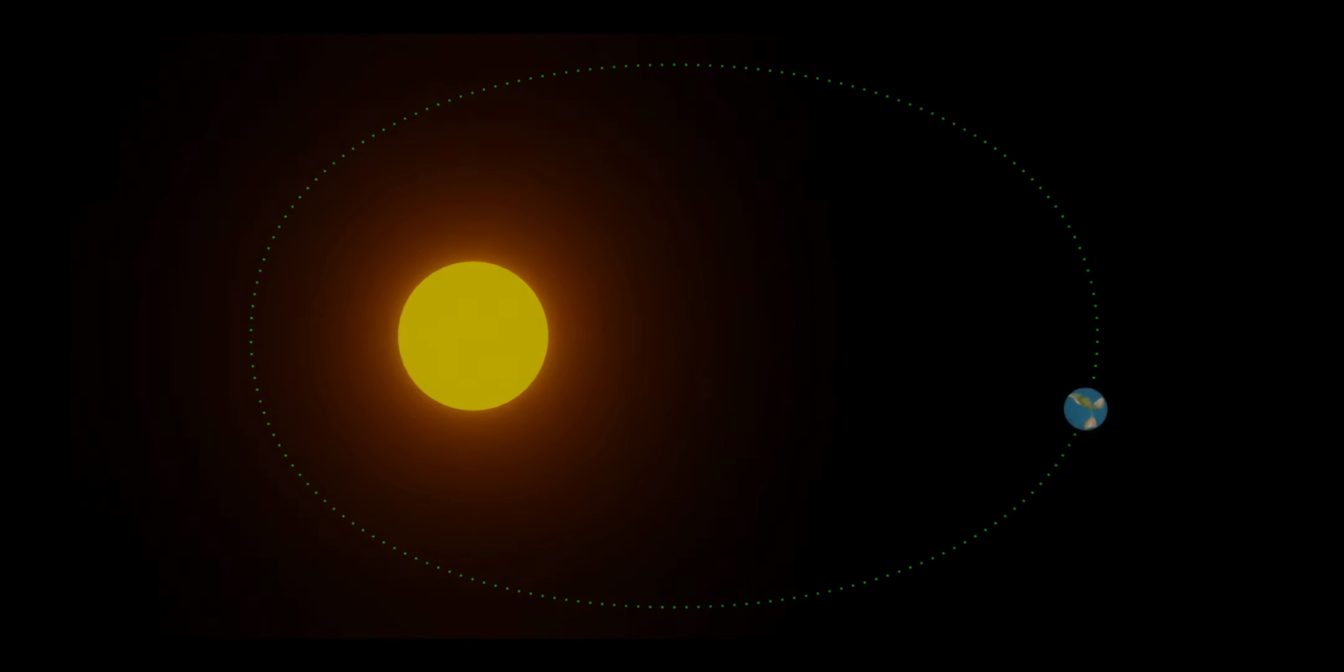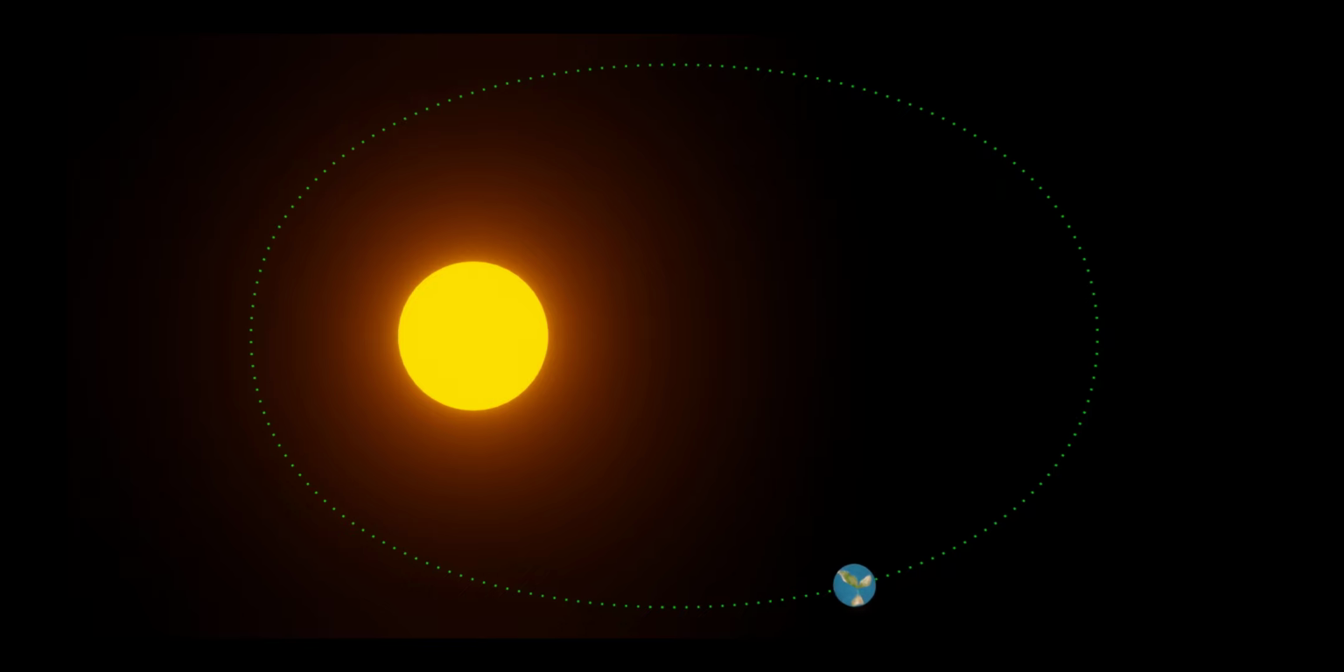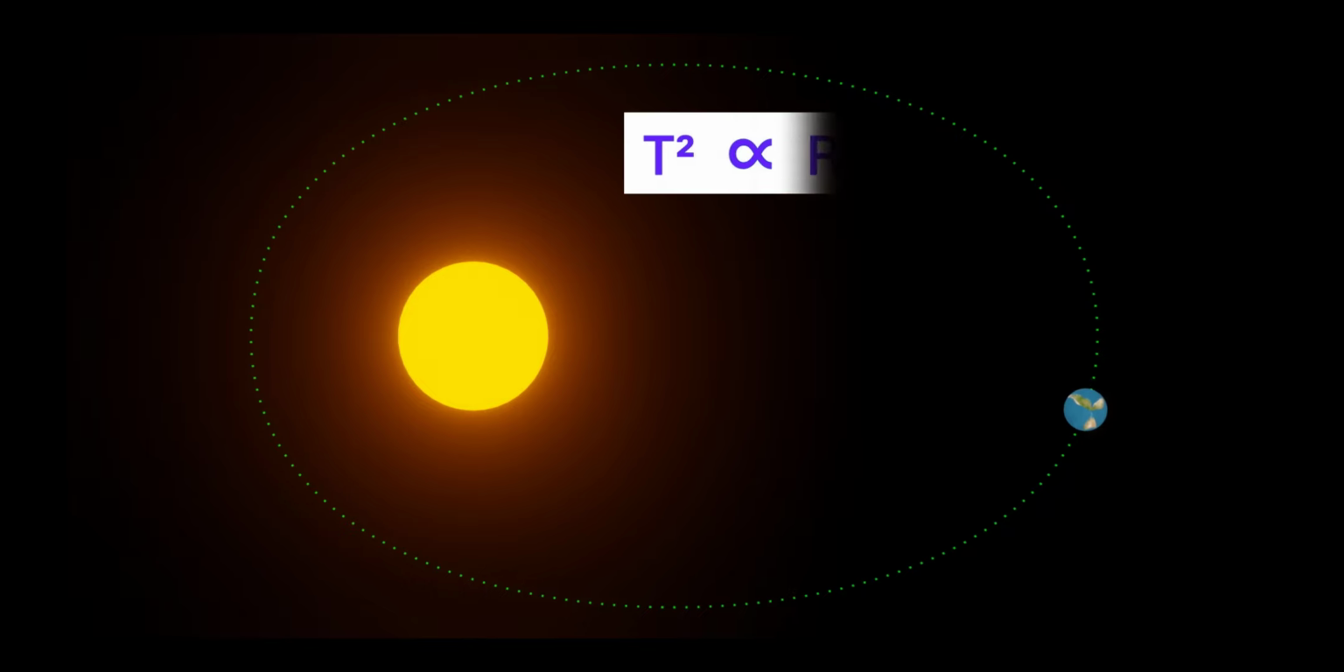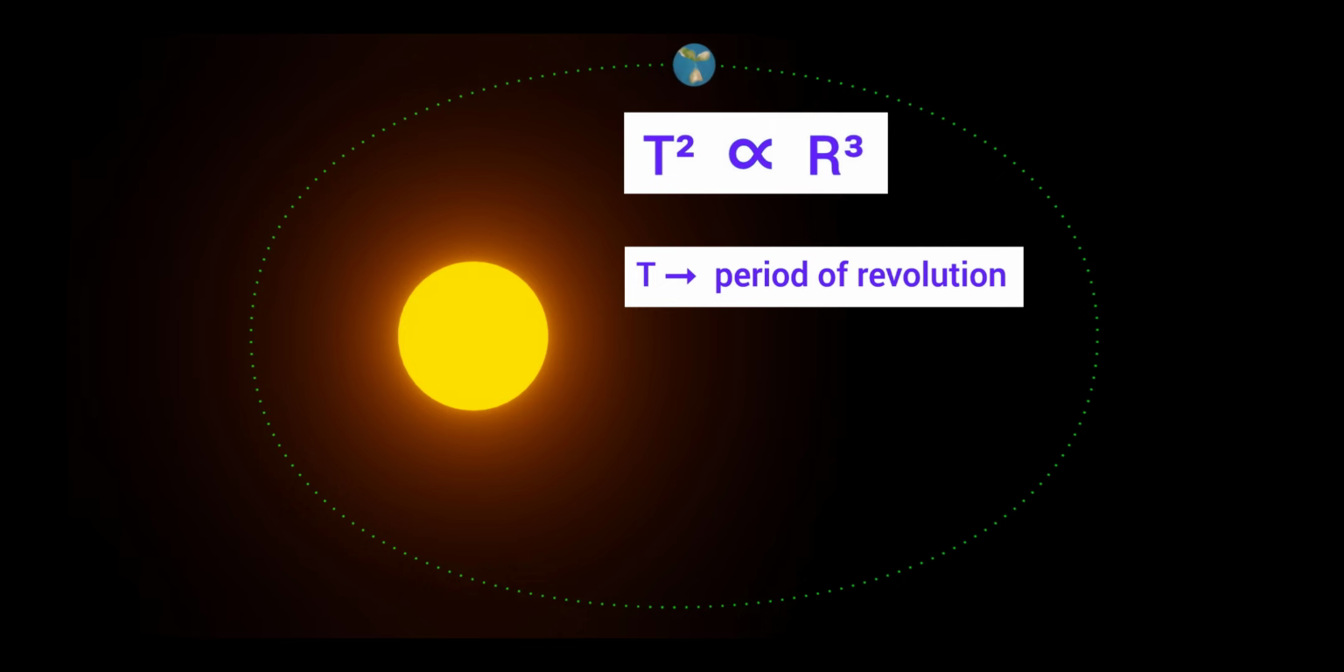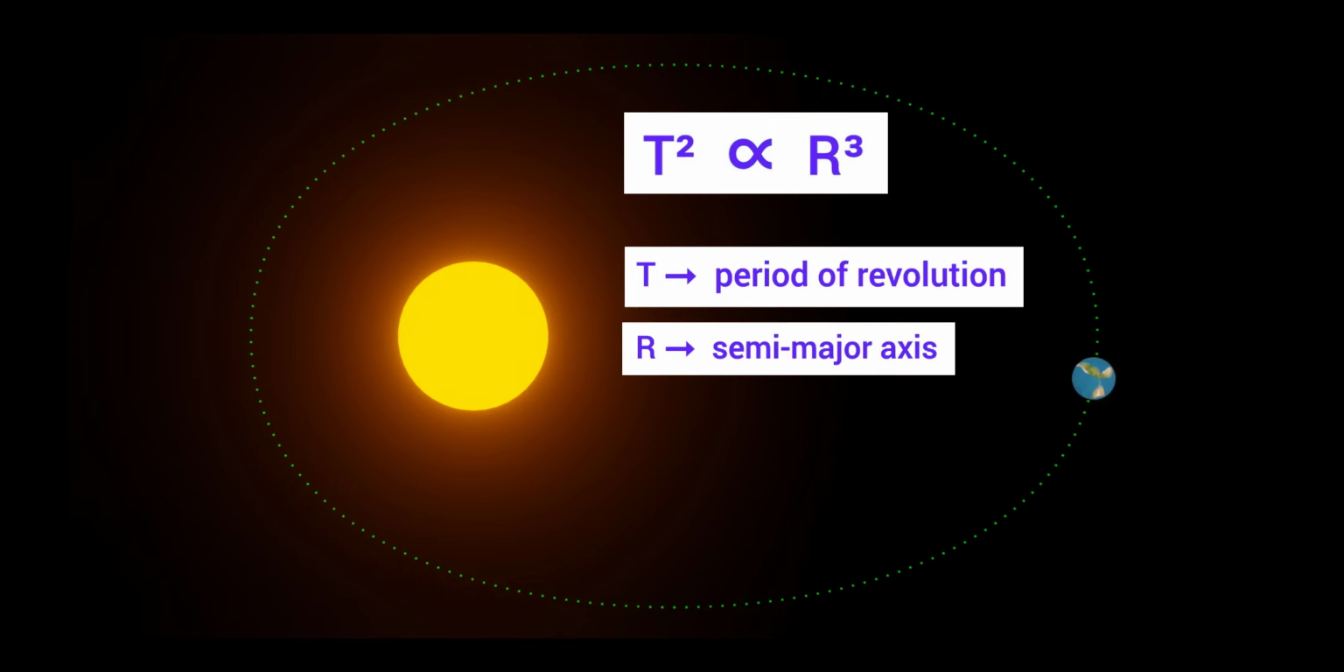According to Kepler's third law, the planet's orbital period squared varies proportionally with the cube of its orbital semi-major axis, or T squared is proportional to r cubed, where T is the time that the planet takes to complete a revolution around the Sun, and r is the semi-major axis of its orbit. This relationship was later derived by Sir Isaac Newton using the law of gravitation.